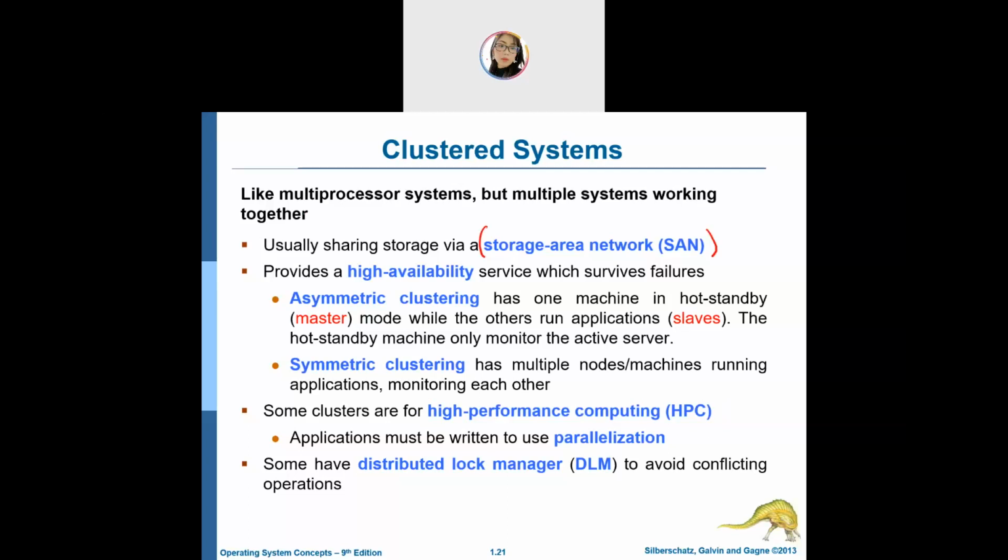When you say a cluster system, like a multi-core system, multi-systems working together, usually it's going to be stored via a storage area network, which is called SAN. For a network, as you are a computer student, it's good for you to know all types of network.